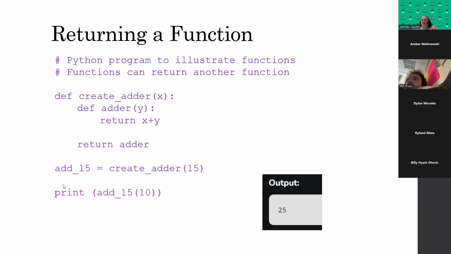Okay, so here if I say add_15 equals create_adder(15), x now has the value of 15. If I say print add_15 and send it 10, I'm now going to add 10 and 15 together and get 25. So I'm returning the function back.